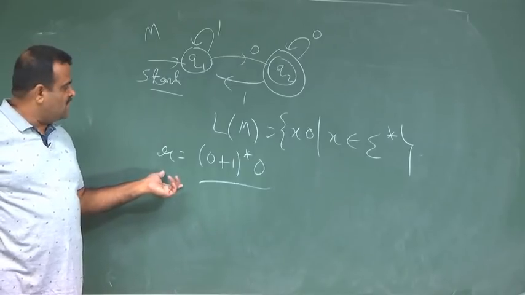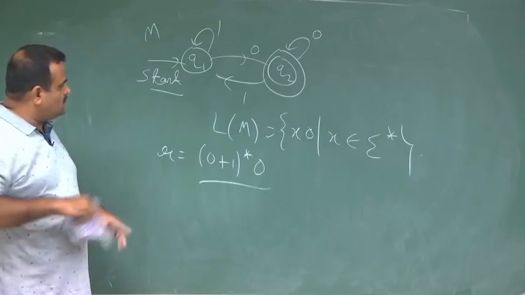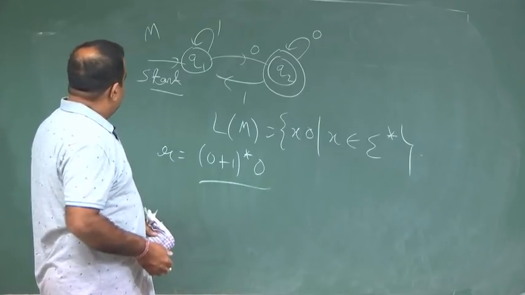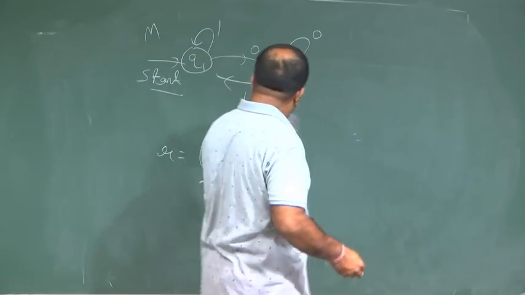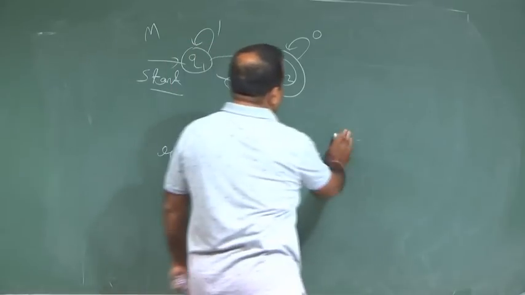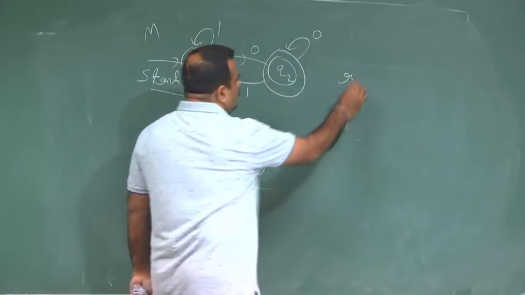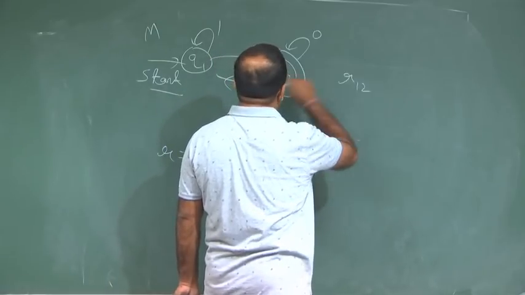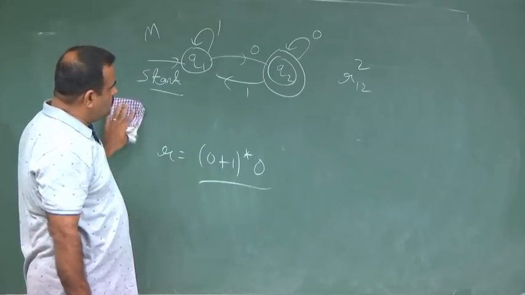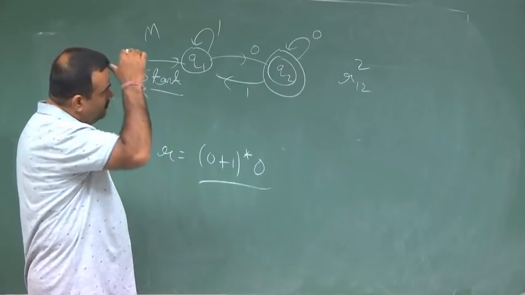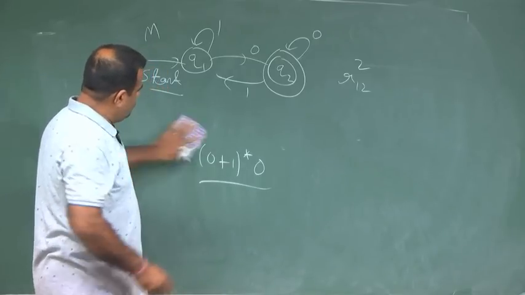Okay. But now, this R we need to get using the formula. I will just give you the outline. Basically R will be coming from R 1 2, then there are two states. So, for getting R 1 to 2, what do we need to get? We need to get all the R. So, this we have to achieve.